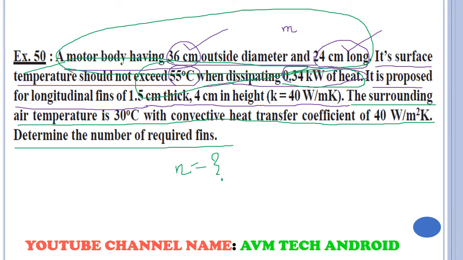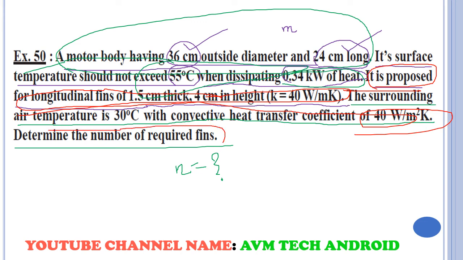Now on this motor body we have to put a fin. So the fin dimension, thermal conductivity is also given. Surrounding air temperature is given 30. Convection heat transfer coefficient is also given. So the only important thing which we have to find out is how many fins are required.